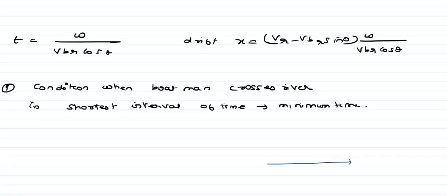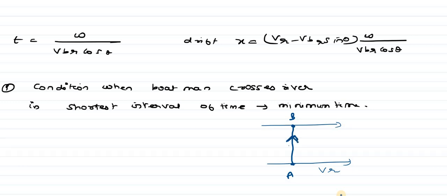If I have to cross this, this is my VR, the velocity of the river. What is the minimum distance? The perpendicular distance is the minimum distance. So I should start from A and end at B. Then it is the minimum time it will take. If I drift, there will be extra time. So for T minimum, you have to travel exactly in this way.